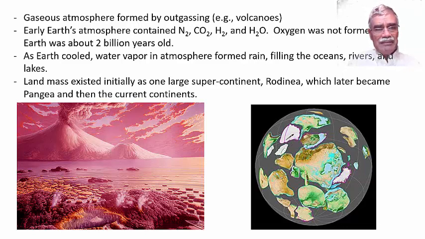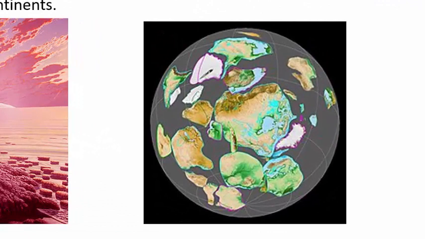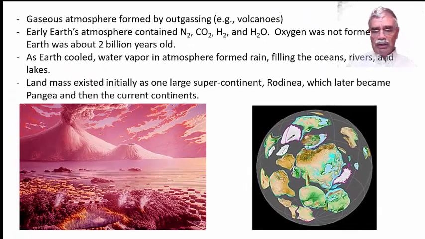Also, the land masses that we now know did not always exist in the current manner of the continents. In fact, at one time it was thought that there was one single landmass, a supercontinent called Rodinia, that eventually broke up into other dominant land masses. One of them is called Pangaea, which is a term that you may have heard of, before they broke up into the current continents that we now recognize.